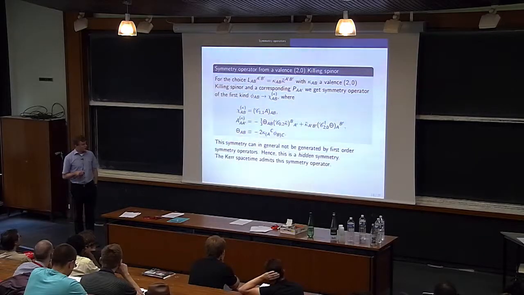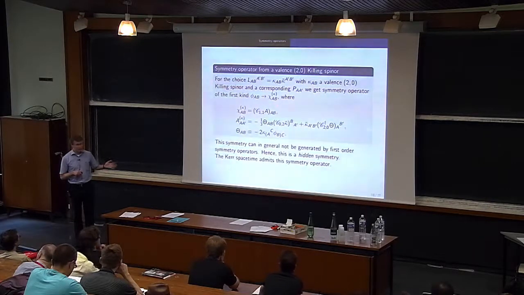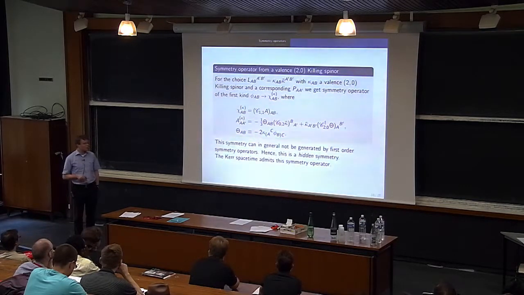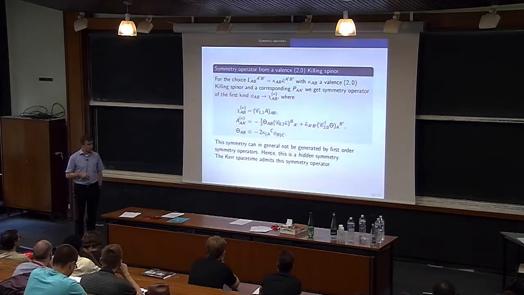But in general, this operator, even though it's second order, will not split up as two first order symmetry operators after each other. Because of that, we call it a hidden symmetry, because it's not generated by Killing vector fields or conformal Killing vector fields. And then, of course, what we are most interested in is the Kerr spacetime, and it does admit this particular symmetry operator.